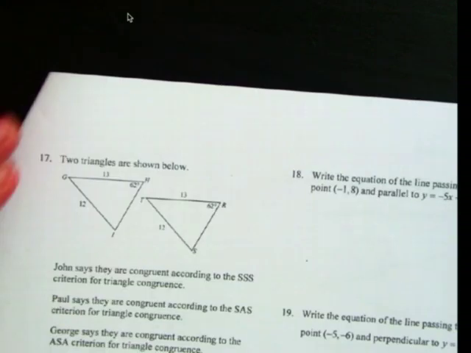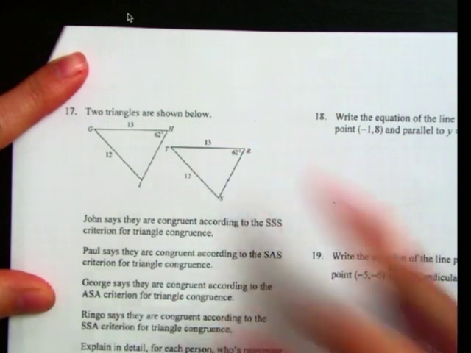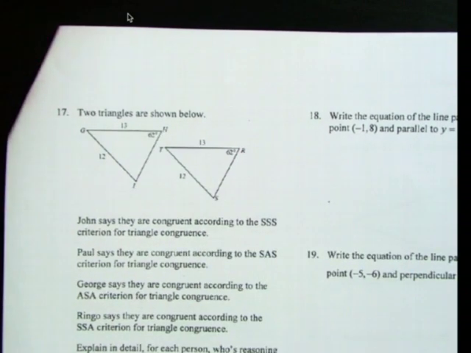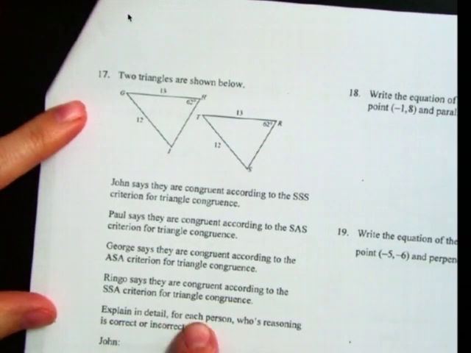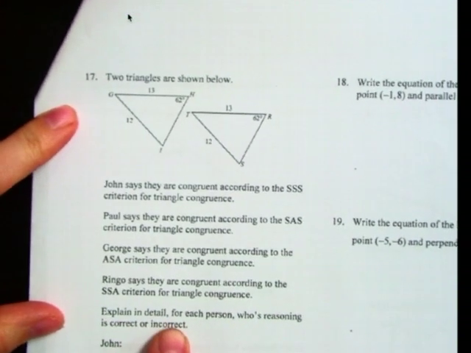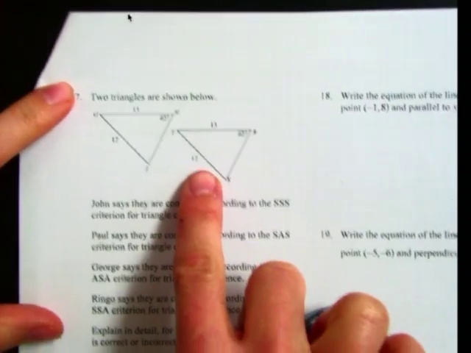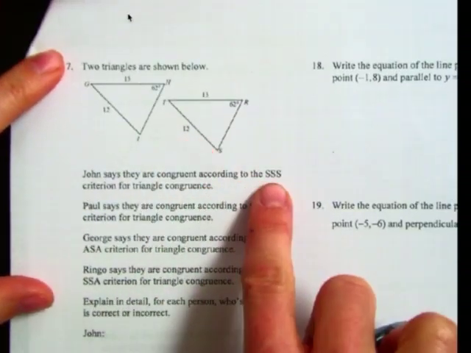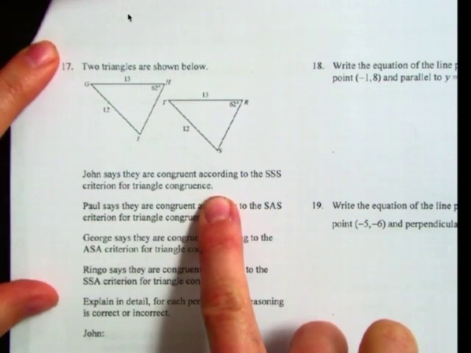For number 17, given these 2 triangles with the given information of some lengths and an angle measure, we're going to look at each of these people with their understanding of what they see in the triangle, and we're going to determine in detail who is correct and who is incorrect. So John says that these 2 triangles are congruent according to the SSS criterion for triangle congruence.